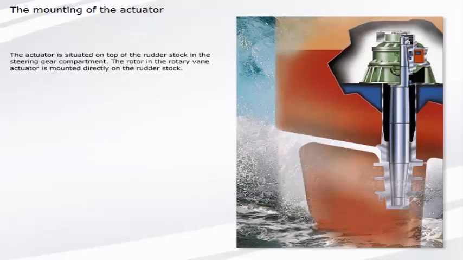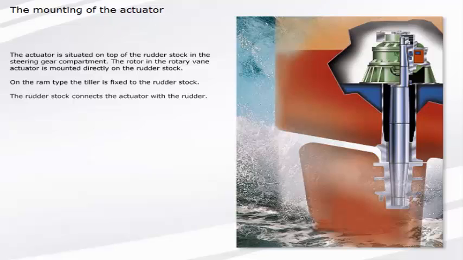The actuator is situated on top of the rudder stock in the steering gear compartment. The rotor in the rotary vane actuator is mounted directly on the rudder stock. On the ram type, the tiller is fixed to the rudder stock. The rudder stock connects the actuator with the rudder.